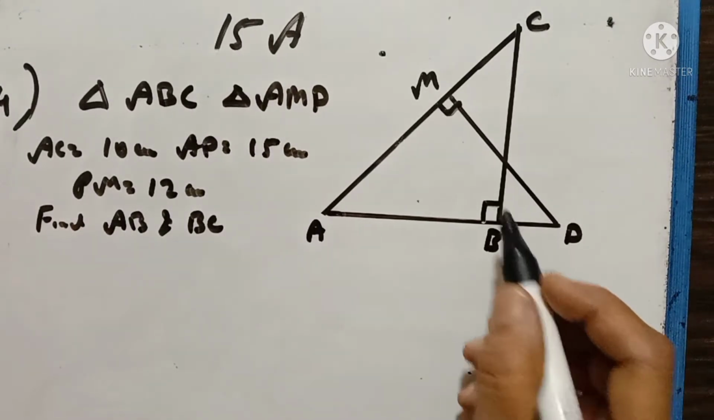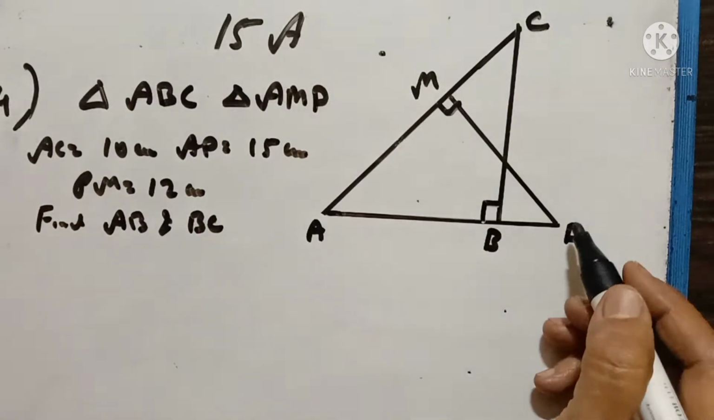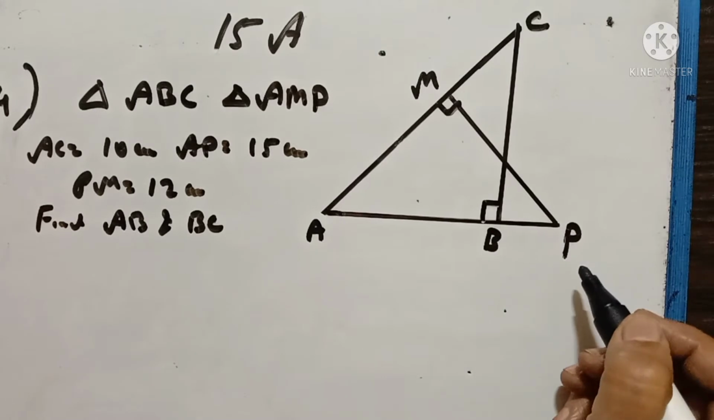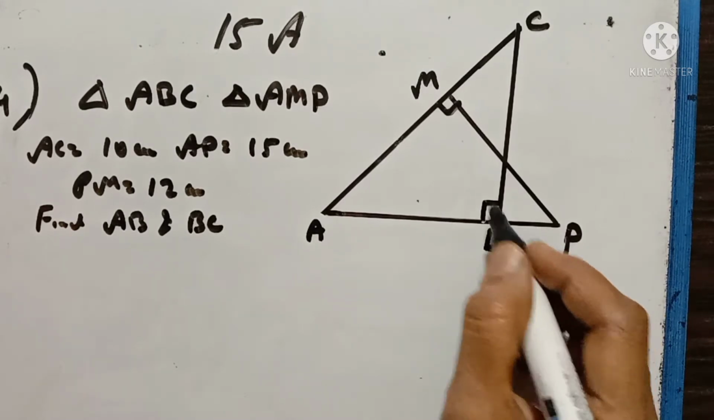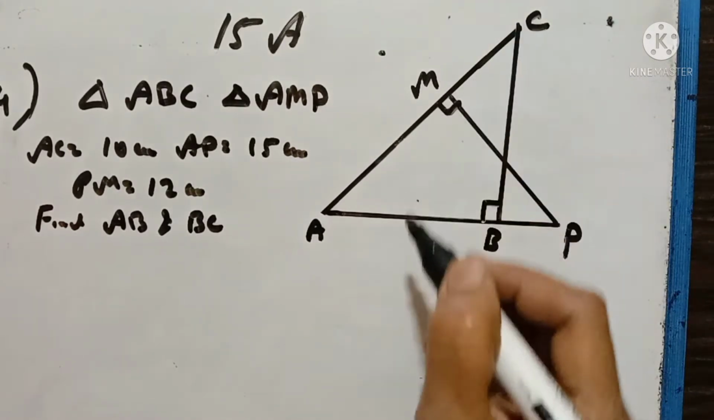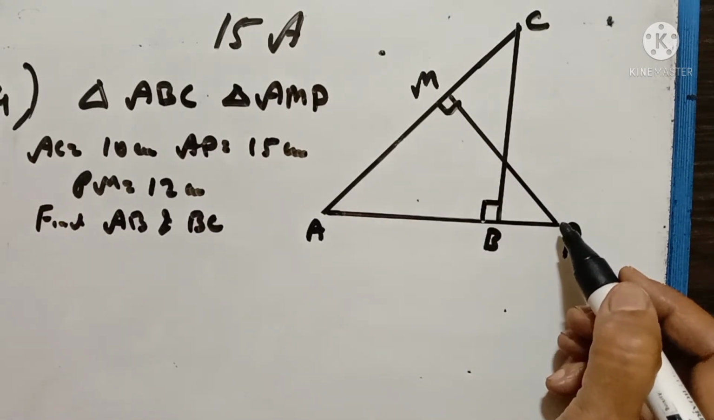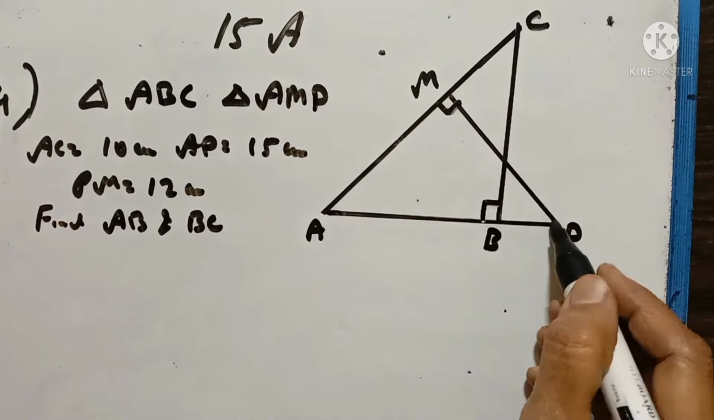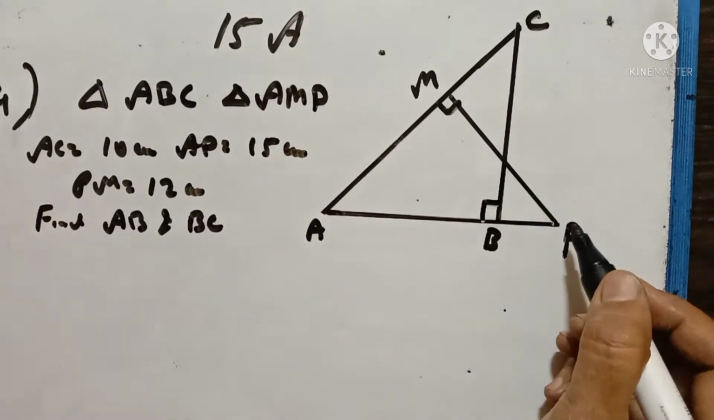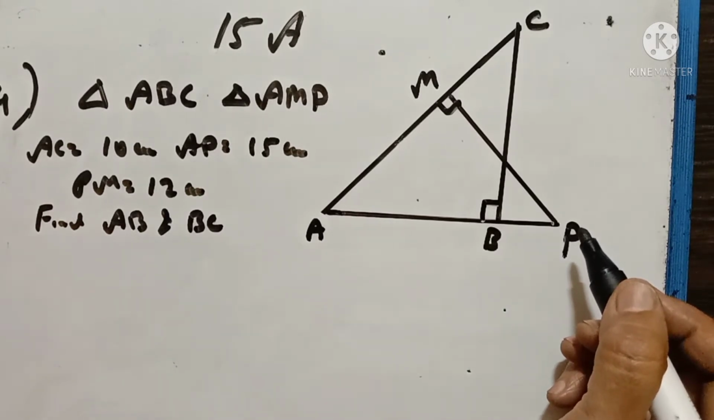In this figure, triangle ABC and triangle AMP, this is P, are right angled at B and M respectively. It is given that AC is equal to 10 centimeter, AP is equal to 15 centimeter, PM is equal to 12 centimeter. We have to prove that triangle ABC is similar to triangle AMP. Then we have to find AB and BC.